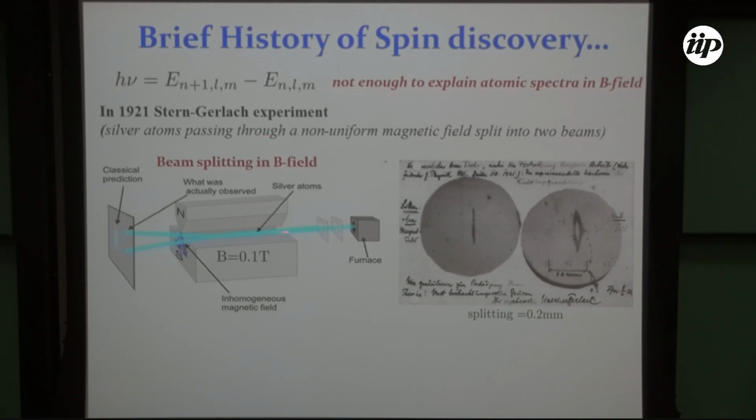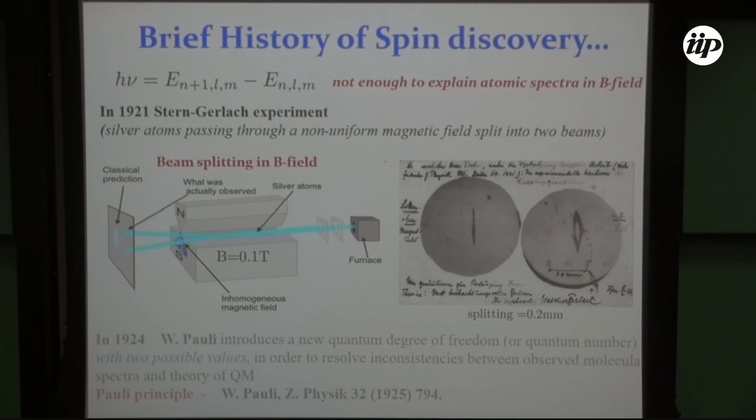Okay, where they have this silver atom, and then they have an inhomogeneous magnetic field, and so they could measure this splitting. So it was clear that there was something deep inside these new degrees of freedom, and as you know also, a few years later, Wolfgang Pauli, this giant of quantum mechanics, entered into the game and started to propose a theory to take into account these new degrees of freedom.